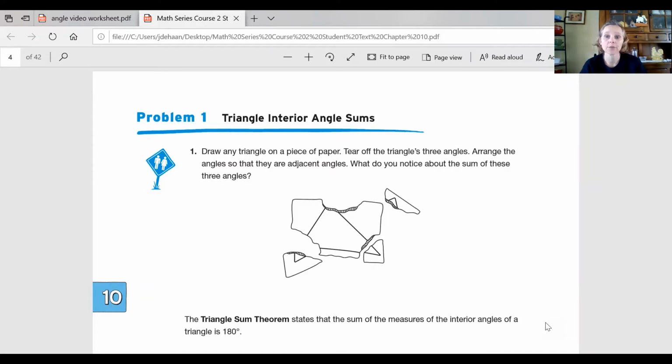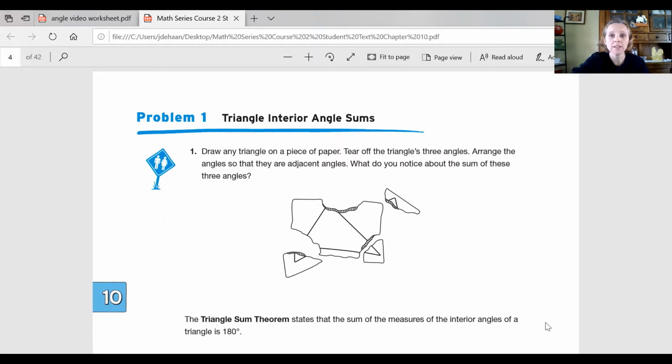Tear off the triangle's 3 angles, and arrange the angles so that they are adjacent. Remember, adjacent, we learned last week, means that the angles are next to each other. So we're going to arrange them kind of like a puzzle, putting all the angles next to each other after we tear them off. And then they ask, what do you notice? When we're in school, I usually give each one of you a triangle on construction paper and we actually do this, or I project it on an Elmo. I don't have that here.